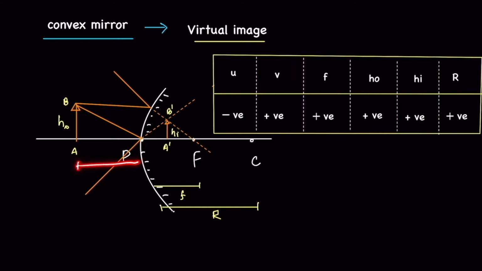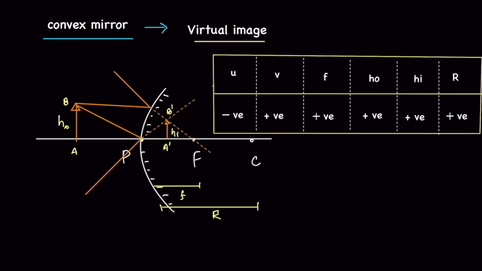Here AP is the u. U is present on the left side, so it is negative. V is present on the right side, so it is positive. F is always on the right side, so the focal length for the convex mirror is always positive. Height of object is positive because it is in the upward direction, and the height of image is also positive because it is in the upward direction. Our radius of curvature is on the right side, so it is positive.